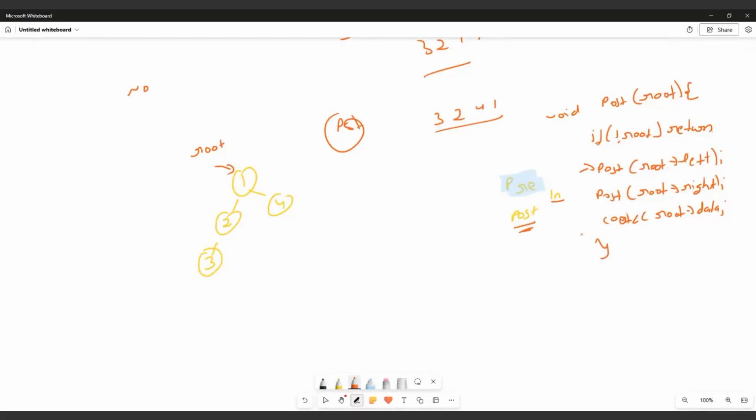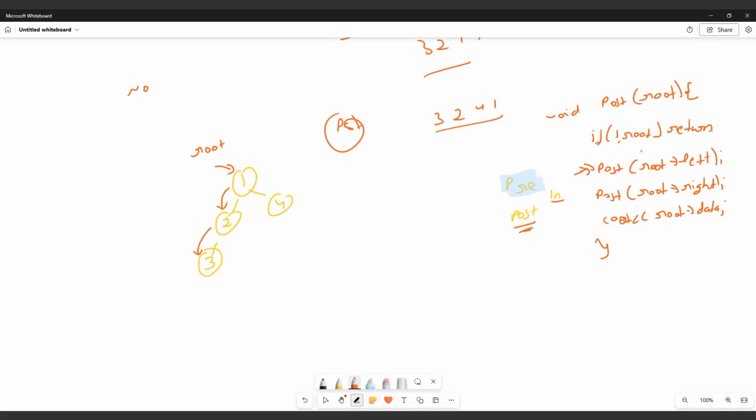Now we are going to this line, the root's left. Do nothing, just simply move to the root's left. Again this function gets executed. Again we check, is root null? No, root is not null. Again we come to this post and move towards the root's left. Again, is root null? No, currently the root is at 3. It is pointing to 3.